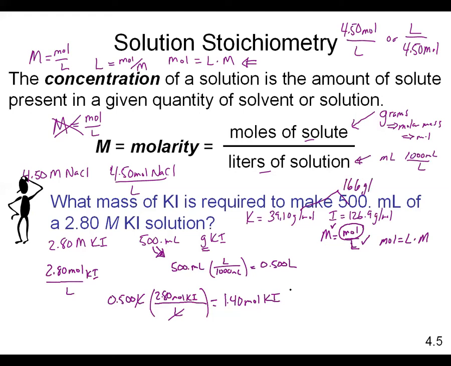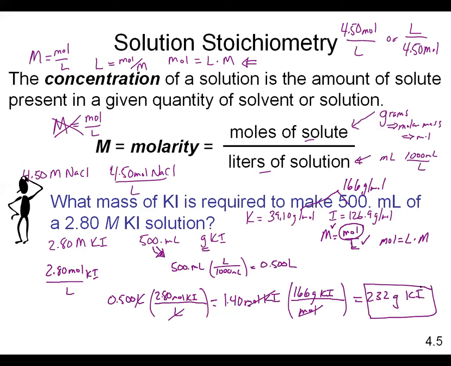And again, we'll use that molar mass as a conversion factor, 166 grams of KI per mole. Moles are going to cancel, and we will end up with 232 grams of KI in this case. Very good. Any questions on that?